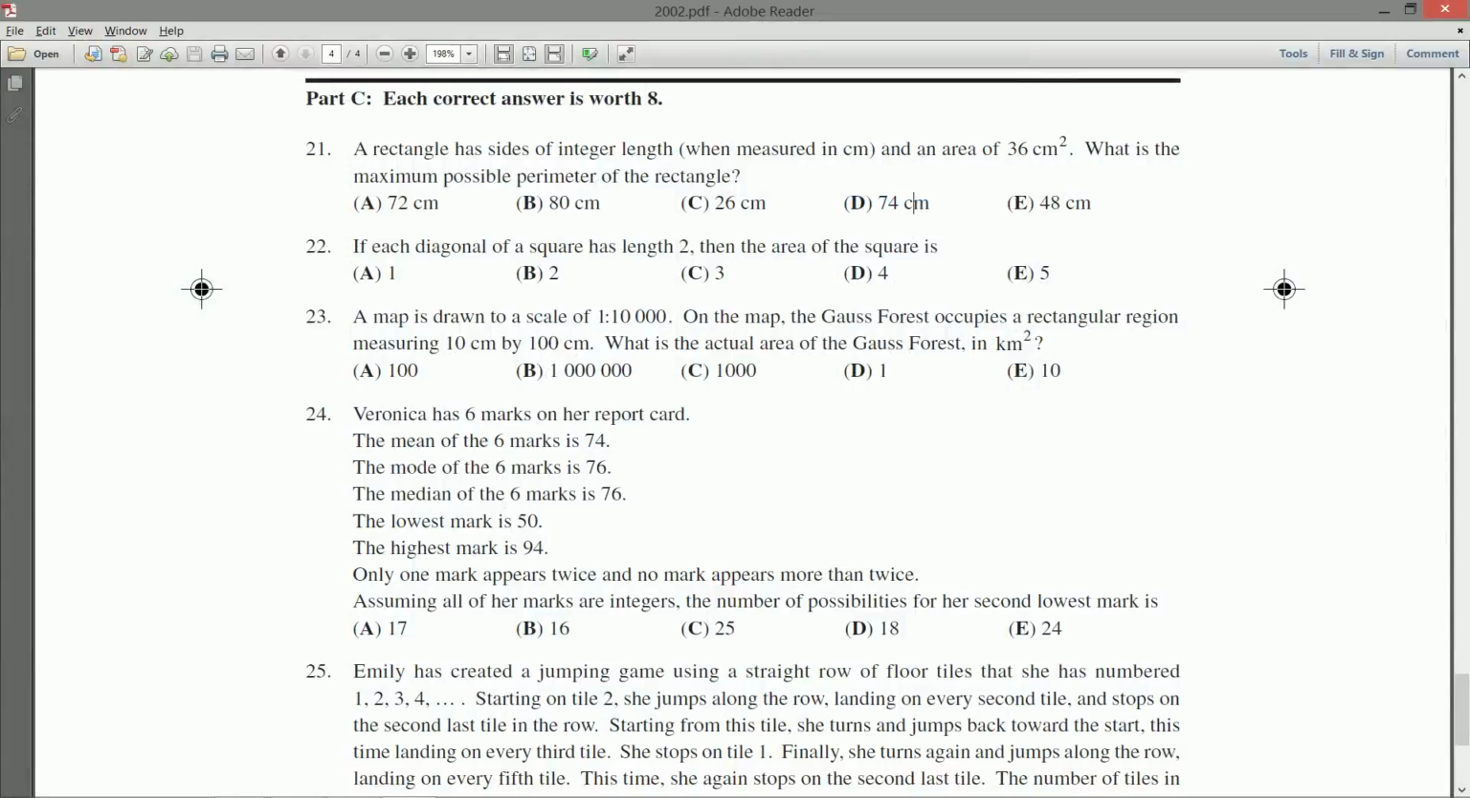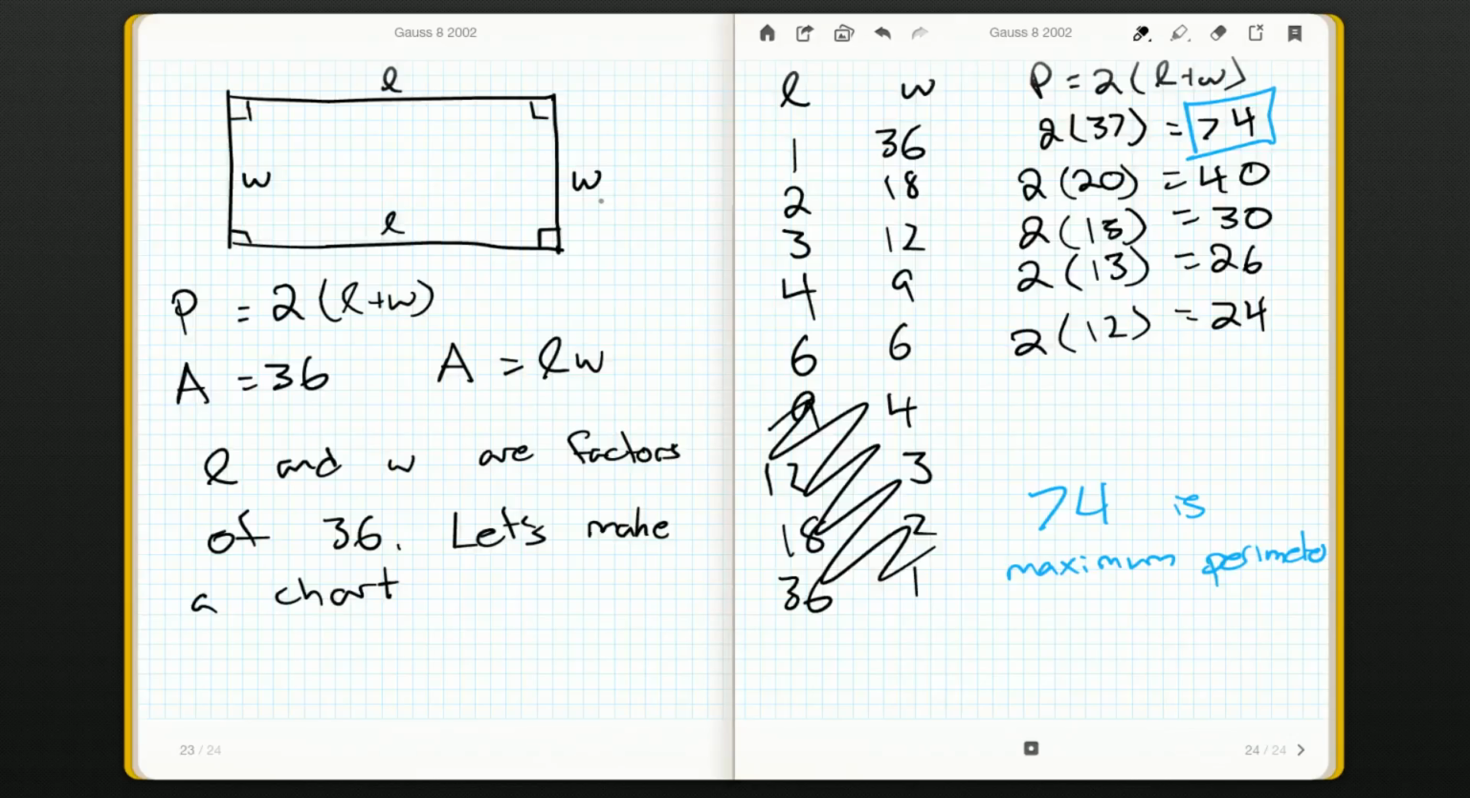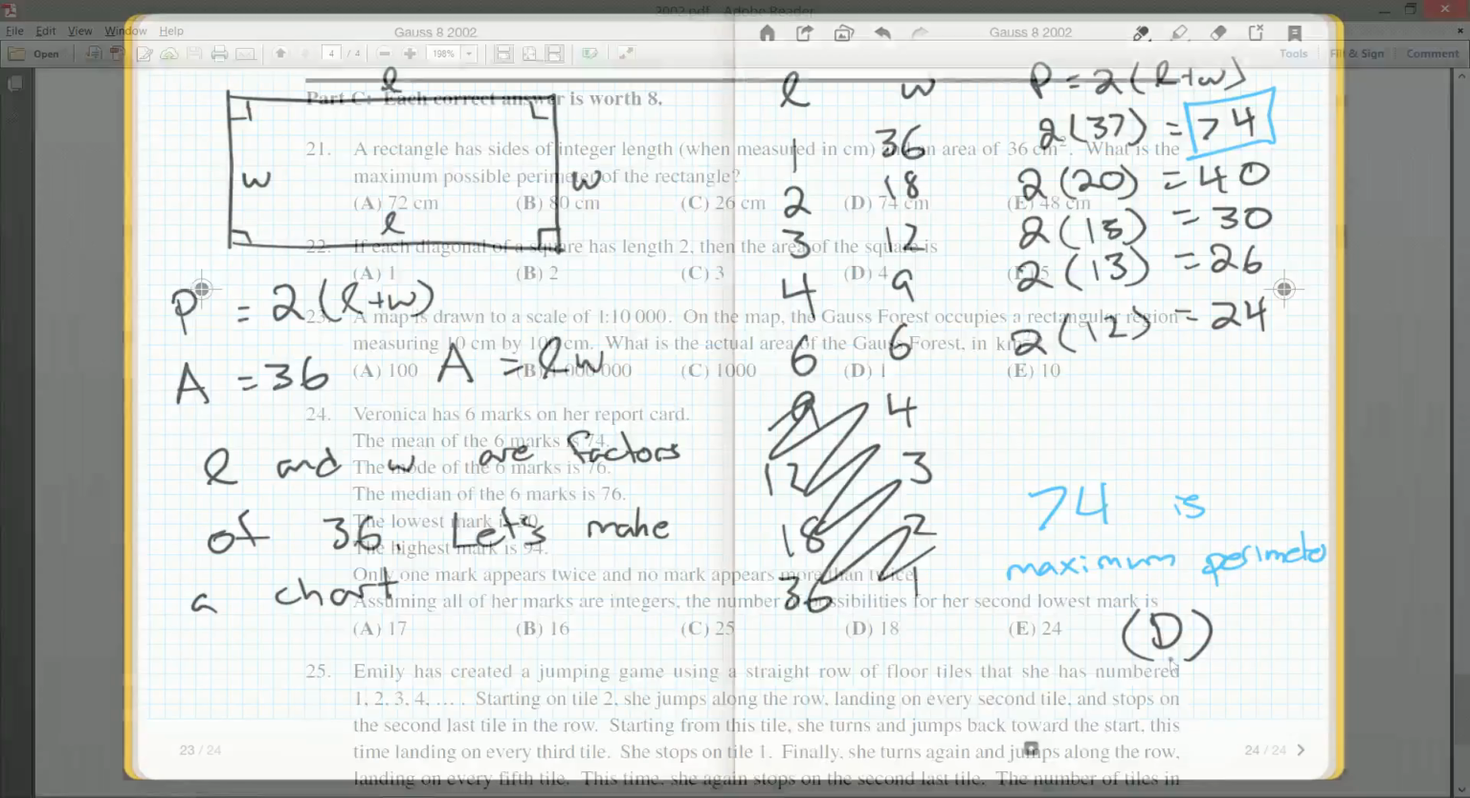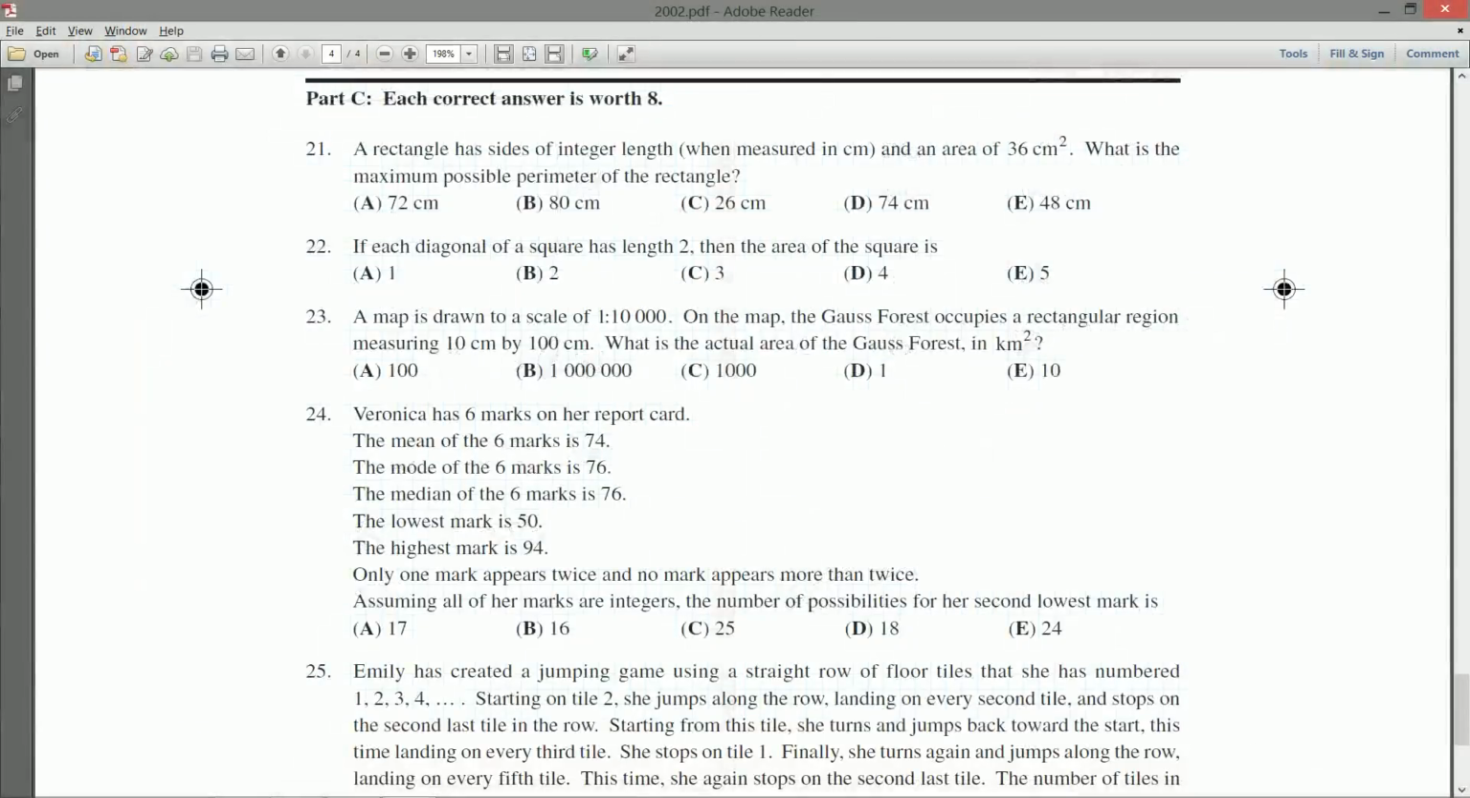And the only thing they even proposed that was bigger was 80, and that was probably put in there just to make sure that the students who just pick the largest answer don't get the marks. Alright, so that D I said, right? Yeah, D, 74 centimeters.